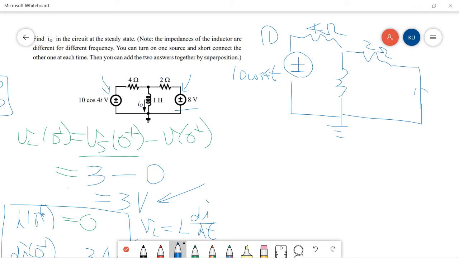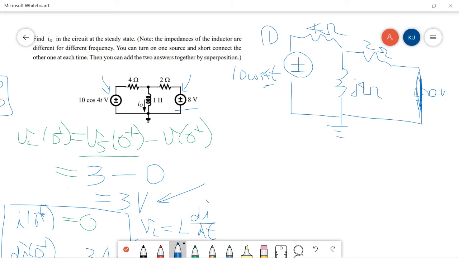Originally this is 8 volt. So we can regard it as a 0 volt here, so that it is short connected like this. And then for the inductor, the phasor impedance of the inductor should be j omega L, and here omega is 4, so that it is j4 ohm.